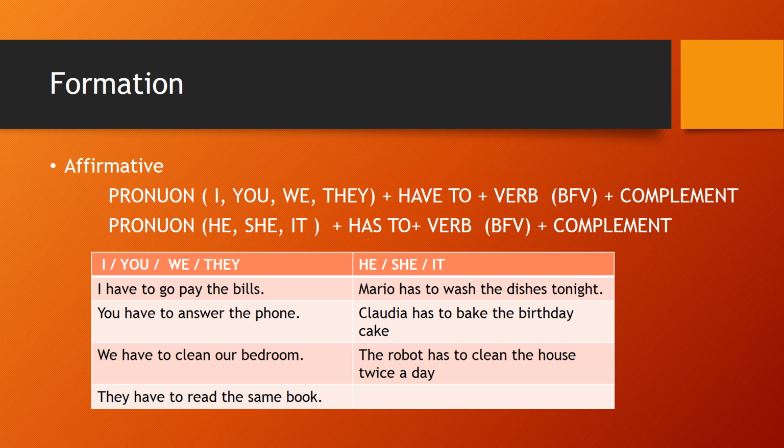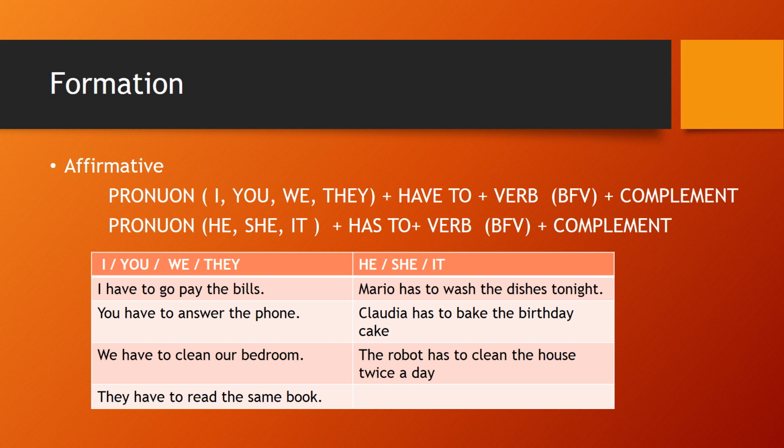After have to or has to, we're gonna be writing a verb. The verb goes in the base form, please. And after the verb, we're gonna be writing a complement, okay? And I have a couple of examples for you guys. I have to go pay the bills. You have to answer the phone. We have to clean our bedroom. They have to read the same book.